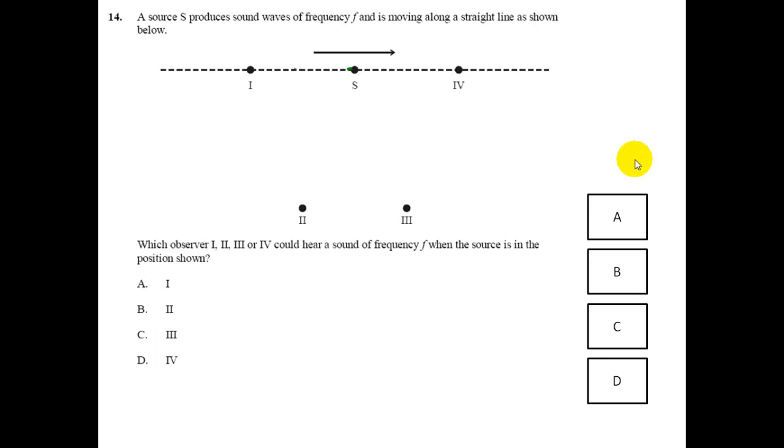This is an excellent question. So try to do this one. It appears that there are no correct answers, but there is a correct answer. Pause. That's it. Okay.